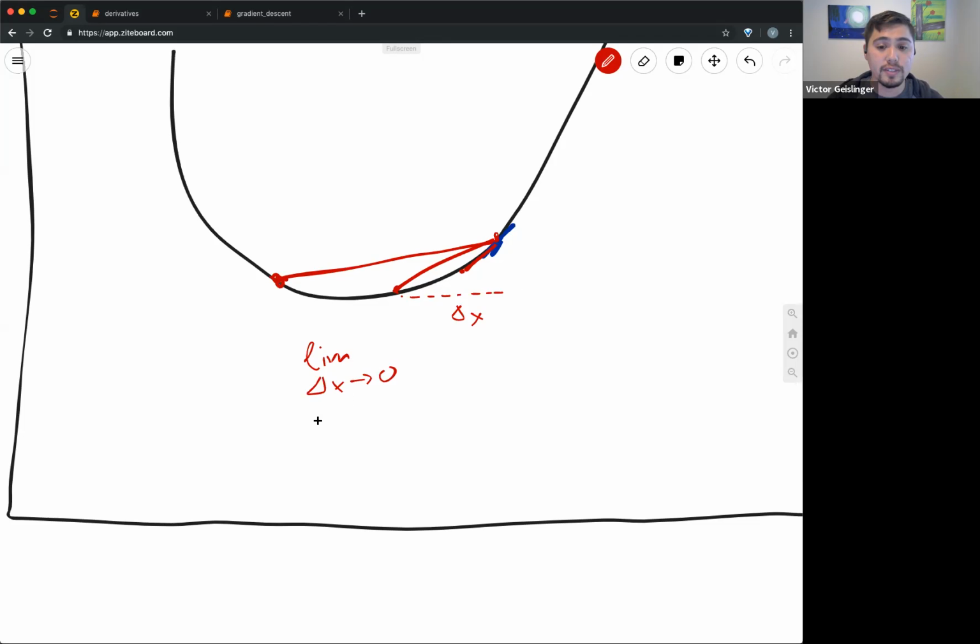The other way you can think of it is, if we call this x2 and this x1 right here, we can say the limit of x1 approaching x2. That's equivalent, right? Because the change in x is just x2 minus x1. So you can see the change in x would approach 0 if x1 becomes very close to x2. All right? Sound good? All right.